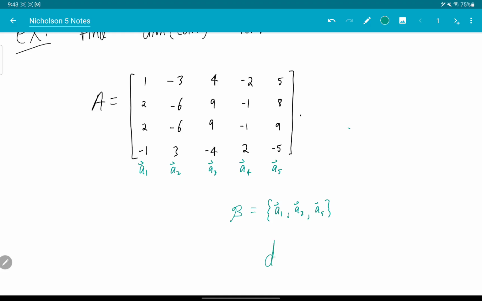And easy as can be, the dimension of this column space will be 3.